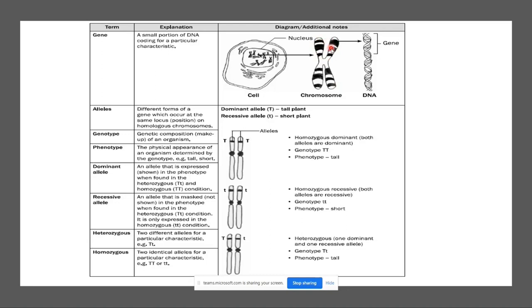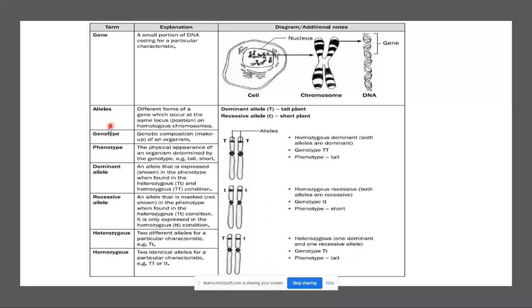On the chromosomes, you have your genes. For every characteristic in your body, you have a gene for that characteristic. And if you take your gene and further unwind it, that is where your DNA is, so your genes are made up of DNA. So if we define a gene, it's a portion of DNA coding for a particular characteristic.